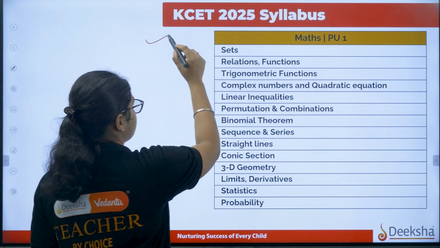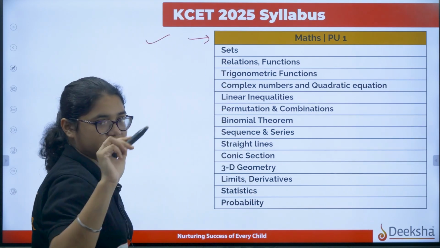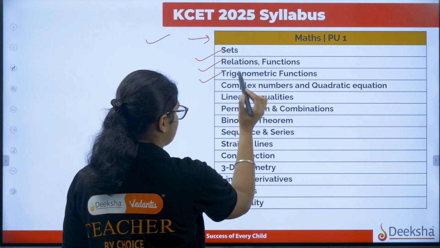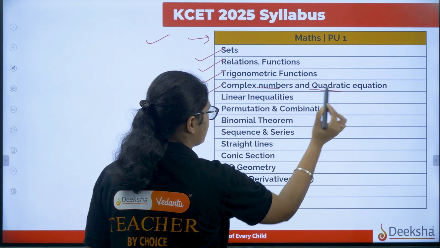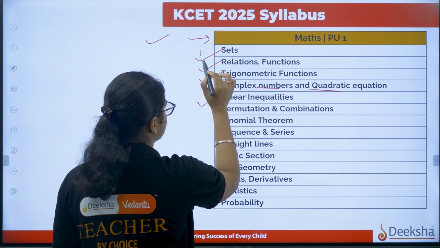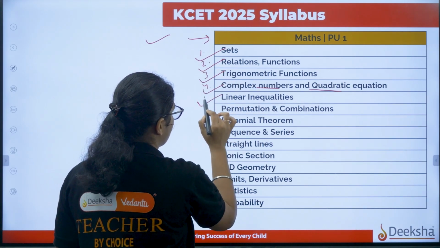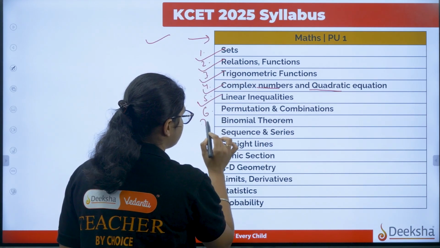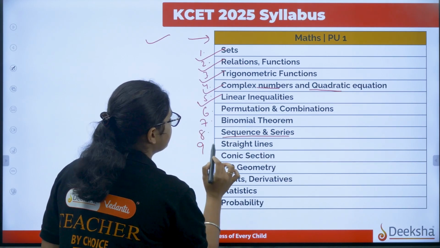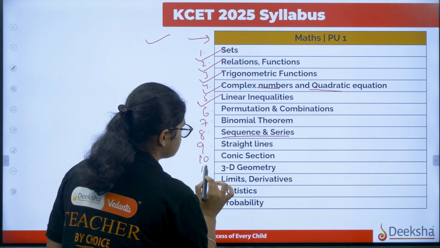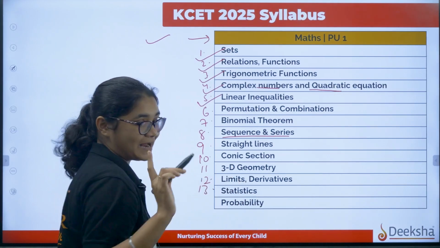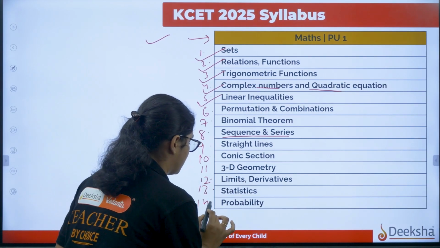So in KCET 2025 for maths, from first PU you are having sets, relations and functions, trigonometric functions, complex numbers and quadratic equations. Then you have linear inequalities. So how many chapters done? 1, 2, 3, 4th and 5th. Then 6th is permutation and combination. 7th is binomial theorem. 8th will be sequence and series. 9 straight line, 10 conic sections, 11 3D geometry, 12 limits and derivatives, 13 is statistics, and 14th is probability.